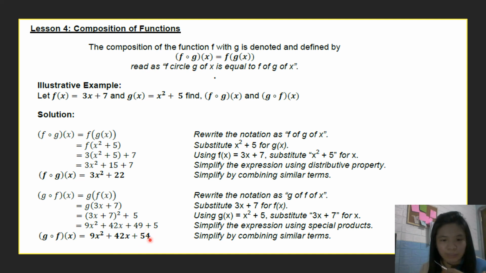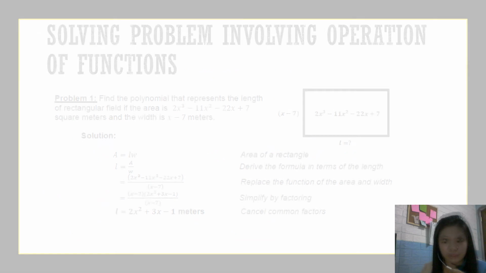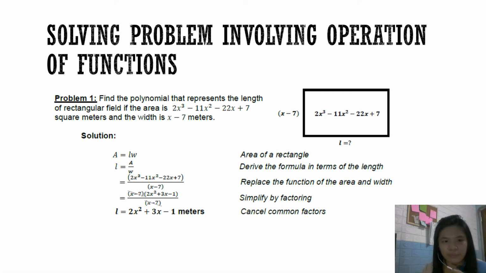So, 49 plus 5 is 54. So, therefore, g of f of x is equal to 9x squared plus 42x plus 54. Therefore, our conclusion here is that f of g of x is not the same as g of f of x. So if you have any questions regarding composition of function, feel free to message me or you can comment down below. So let's now move on to solving problems involving operation of functions.